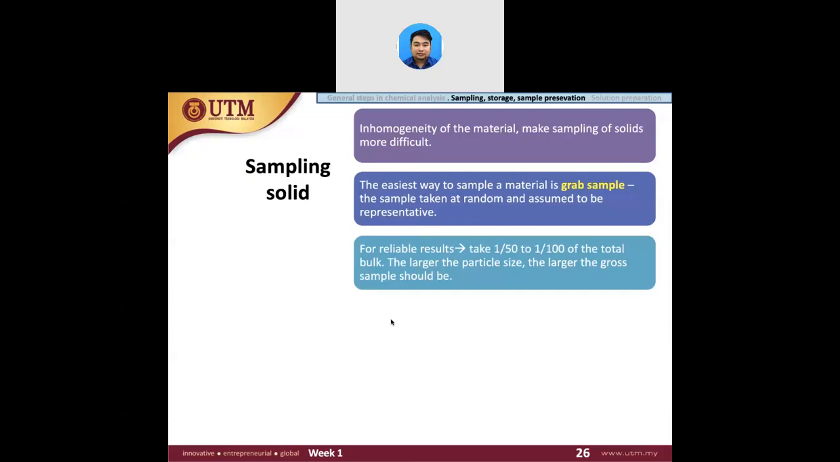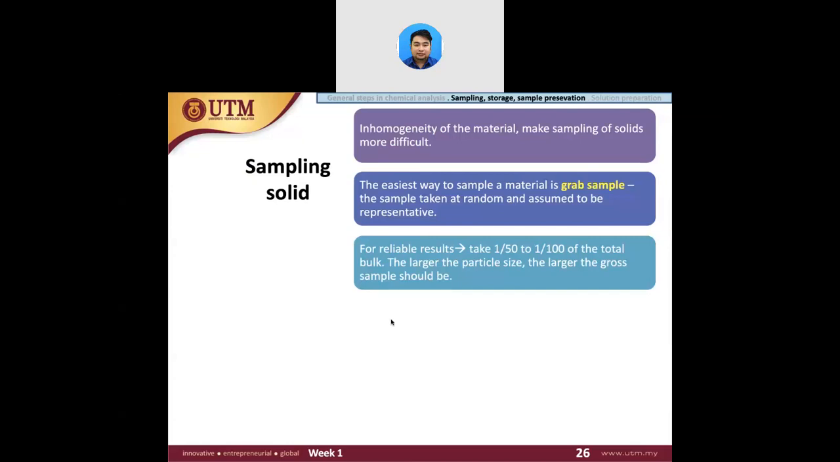So the easiest way to sample solids is by grab sample. Okay, the sample is taken at random and assumed to be representative. So for you to be able to do sampling and get much more reliable results, you need to take about 1 over 50 to 1 over 100 of the total bulk. The larger the particle size, the larger the gross sample should be.